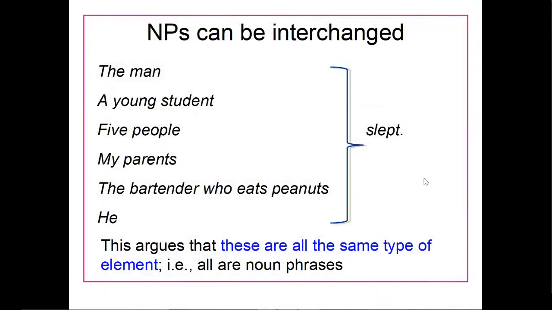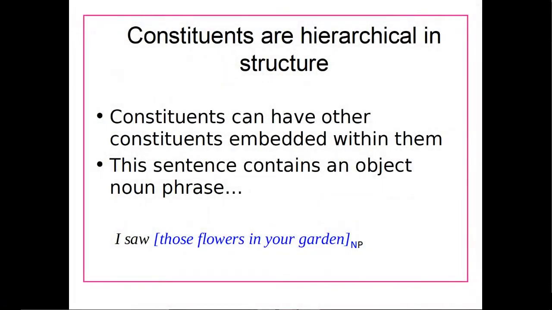Noun phrases can also be interchanged. I can say something like the man slept, a young student slept, 5 people slept, etc. This is arguing that we can have a lot of different types of the same element. There's a lot of different noun phrases out there, basically infinite, because we can keep combining different adjectives or demonstratives and different combinations of those. If a unit can behave in the same way as another unit, it suggests that it's probably the same type of element that we're talking about.